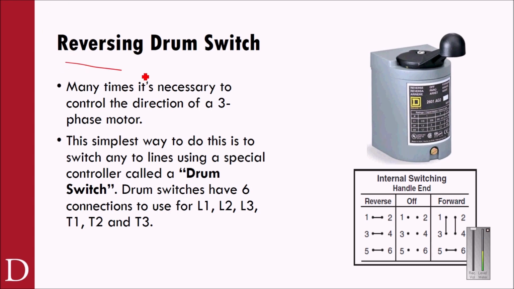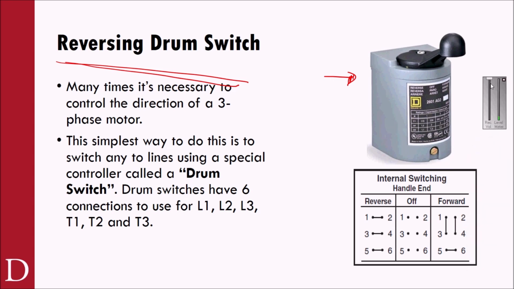Another particular control that we can use is the reversing drum switch. That's this guy over here. And the reversing drum switch is probably the simplest way to control the direction of a motor. You don't need two motor starters. I can just use a reversing drum switch to go back and forth. The neat thing about this guy is, let me move this guy out of the way for a second. You'll see 1 goes to 2, 3 goes to 4, 5 goes to 6 in the reverse direction. In off, nothing gets connected. And in forward, 1 goes to 3, 2 goes to 4, and 5 goes to 6.